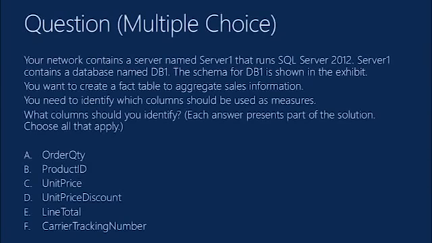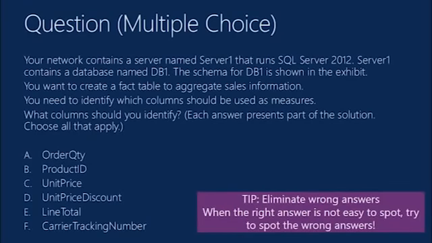And I've got my carrier tracking number. Well, I can go ahead and get rid of that. And so, taking a little tip here, eliminate those wrong answers. If you can't spot what the right ones might be, just go ahead and get rid of the wrong ones. So let's go ahead and get rid of those. Look at the other ones. We've got order quantity, unit price, discount, and line total.